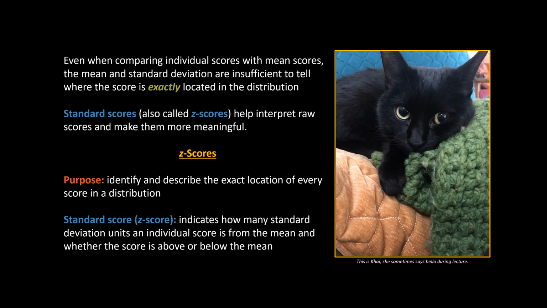The definition for z-score is it indicates how many standard deviation units an individual score is from the mean and whether the score is above or below the mean.